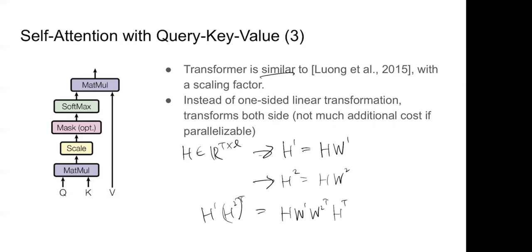Here, what I want to say is that because you are matrix multiplying two matrices, and these two are both learnable, mathematically this is actually equivalent to just having one weight in the middle. If you're learning both at the same time, why don't you just learn the multiplication of both? So that's the difference I meant: Luong et al. used a one-sided linear transformation, but in the transformer, they transform both sides, which means they have W1 and W2.